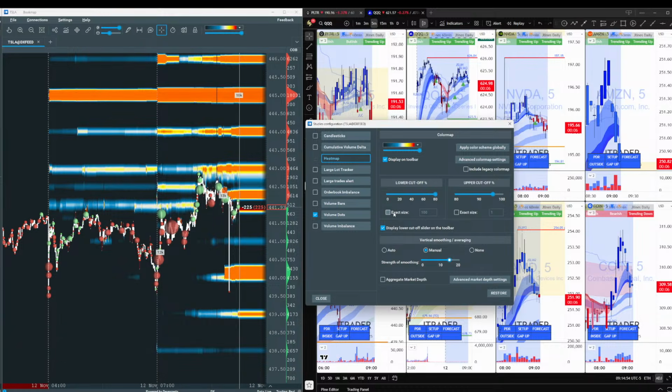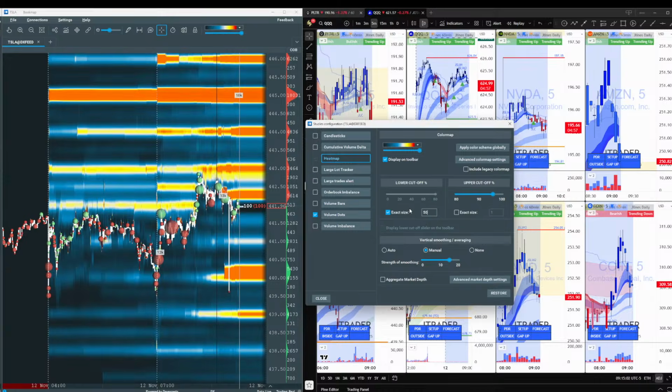And then you can also have over here a threshold. So you can put a limit of size that will appear. So if I put, for example, let's say 5,000 shares, okay?